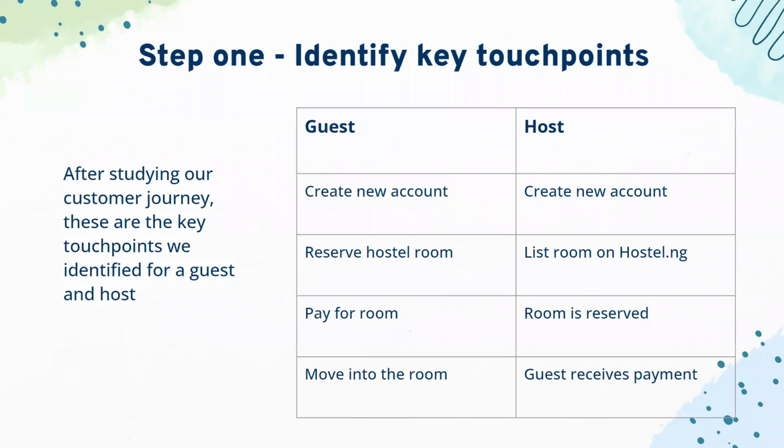So we are going to cover a couple of steps. Step 1, just like we mentioned in all of the sections we've covered, we need to identify the key touch points for hostel.ng. When we study the customer journey of hostel.ng, these are some of the key touch points that we identified. For a guest, we need to keep track of whether this customer has created a new account. Remember, we are building an onboarding email sequence, so obviously the sign up or create new account touch point is very important. For a guest, we are keeping track of when the customer creates a new account, reserves a hostel room, pays for a room, and moves into the room.